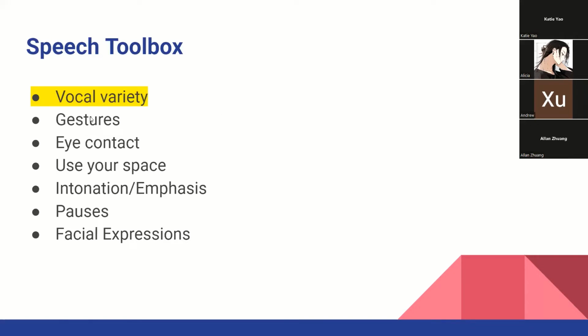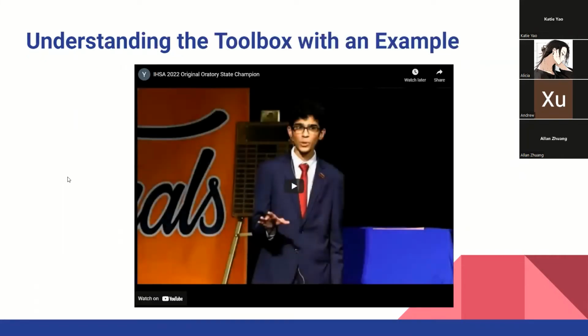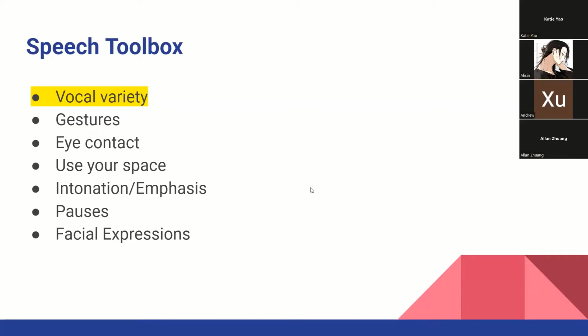Right. So vocal variety is very important. Gestures are using your hands to gesture while you talk. That's very important. We'll go over these in different weeks as well. Eye contact is more in person, not over Zoom. Using your space is moving around in your speech. Intonation and emphasis is also vocal variety. You're going to be emphasizing certain words and phrases that are important. Pauses are also very important, pausing at certain points in order to emphasize things or give your audience a break.